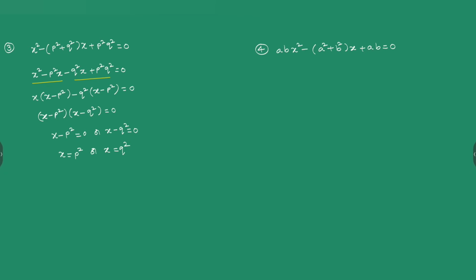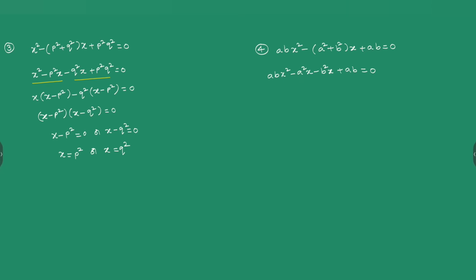Now let's see question number 4. Here also if we multiply ab into ab we get a square b square, and in the middle term we have minus a square minus b square. So it is better to expand directly. So it is abx square minus a square x minus b square x plus ab is equal to 0.